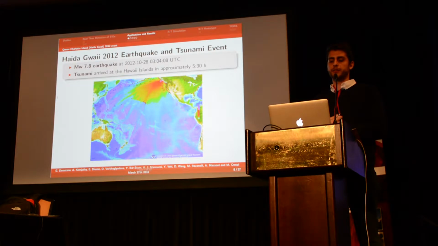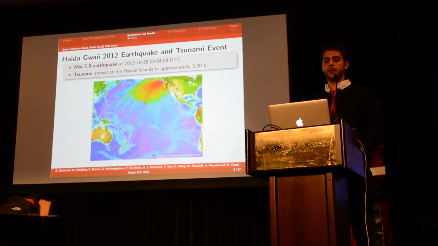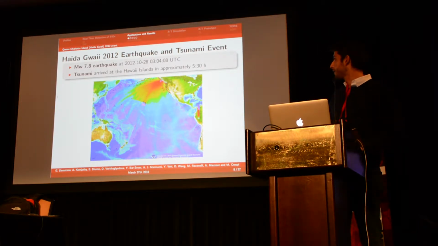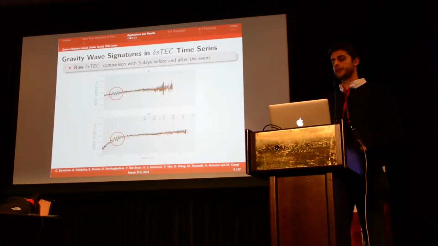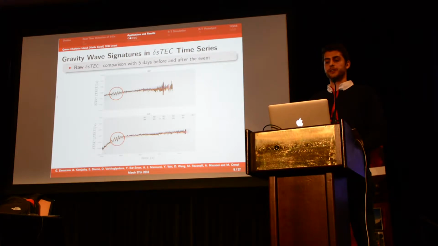So the first event was the 2012 earthquake from our 2017 paper. It was a 7.8 earthquake, and the tsunami took more than 5 hours to reach the Hawaii islands. So we used a very dense network of stations in Hawaii, 52 stations, and we processed this data in a simulated real-time scenario, so using all information available in real time.